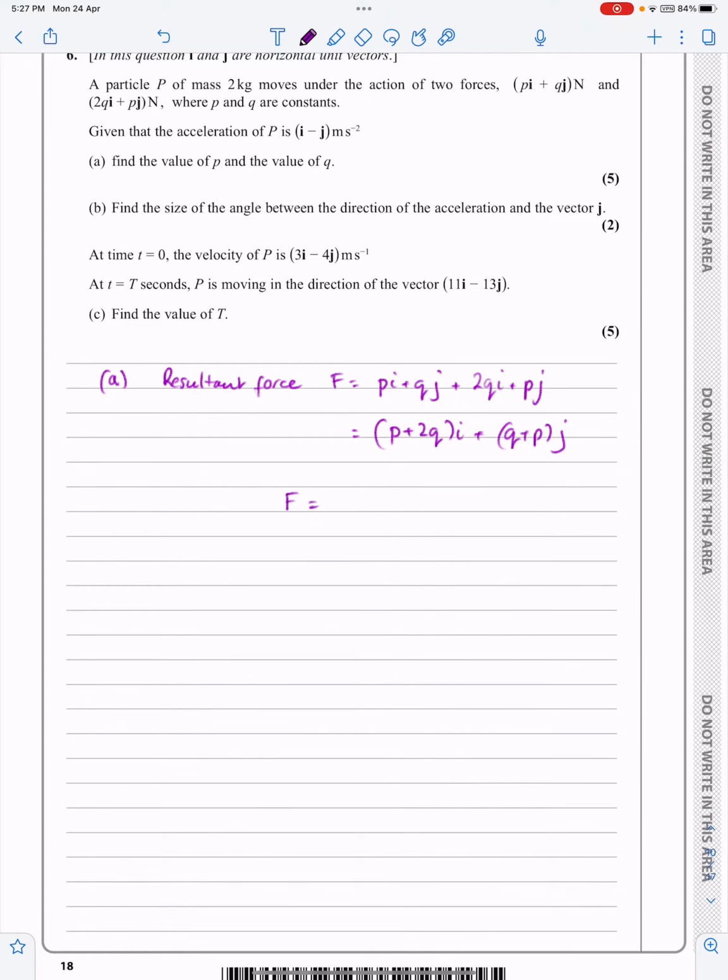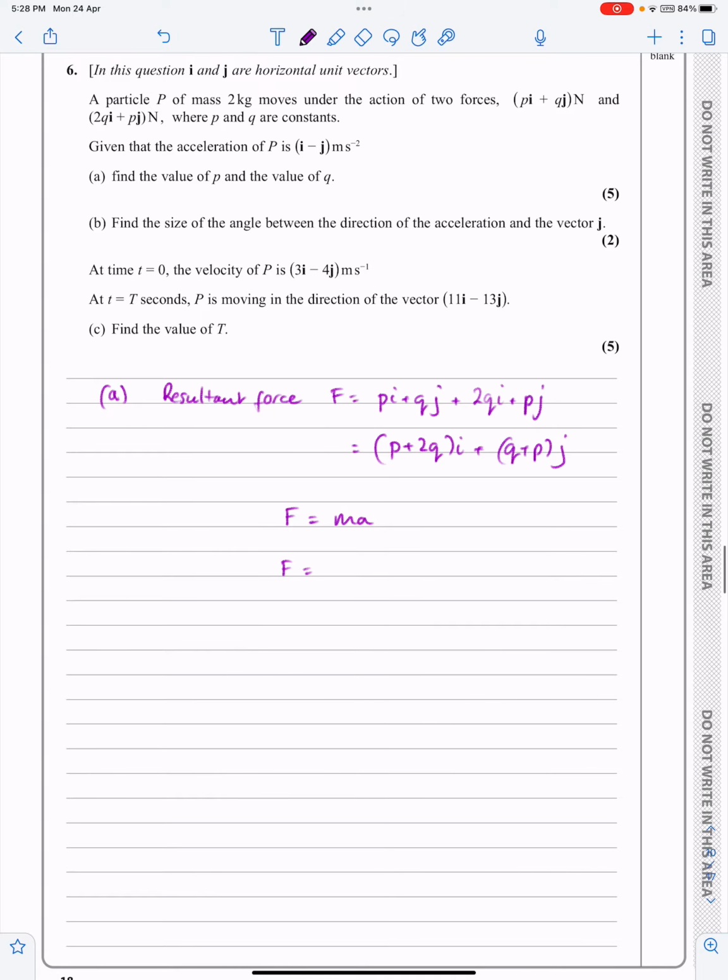So let's write down F equals MA. So force is equal to mass, which is 2, times acceleration, which is I - J. So in other words, F is equal to 2I - 2J. Well, those two things are equal to each other. So (P + 2Q)I is equal to 2I.